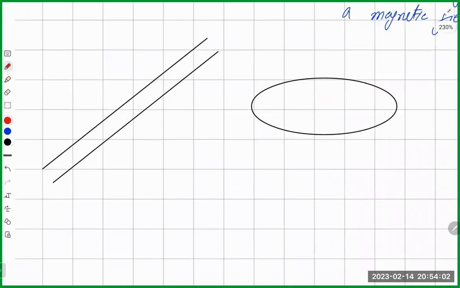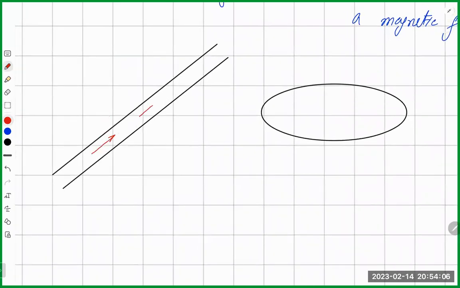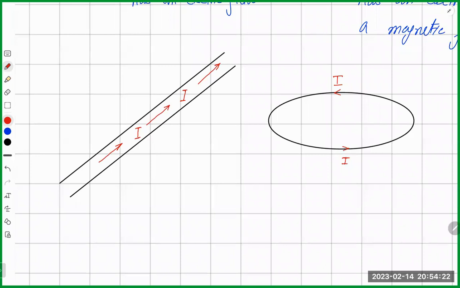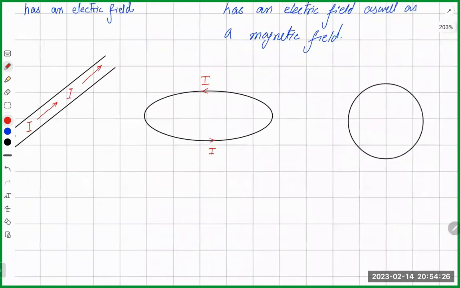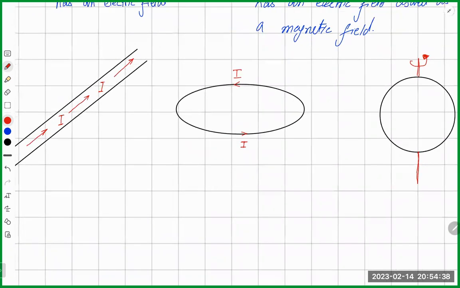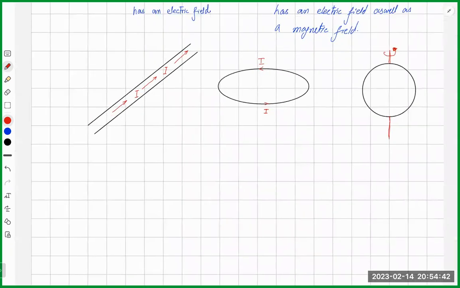Listen, if current is going this way, or in this case, current is moving in a circular path like this, or this is a charged particle which is spinning about itself. So this is a positive charged particle moving. This is a positive charged particle spinning. And electric current means a positive charged particle is going in a particular direction.